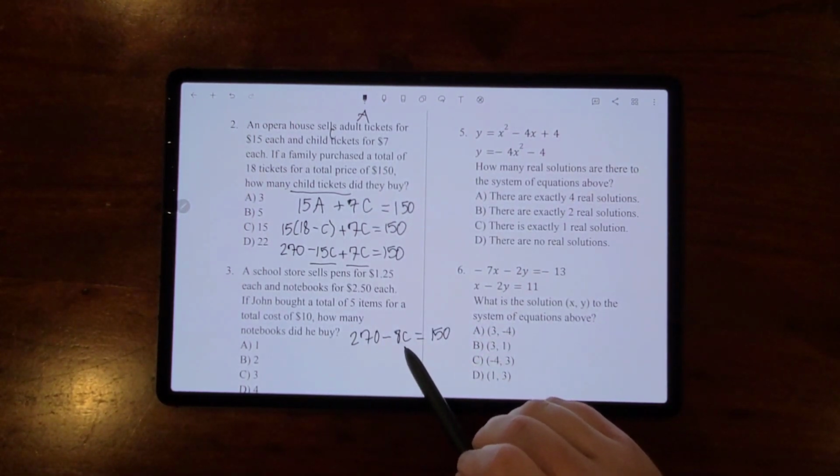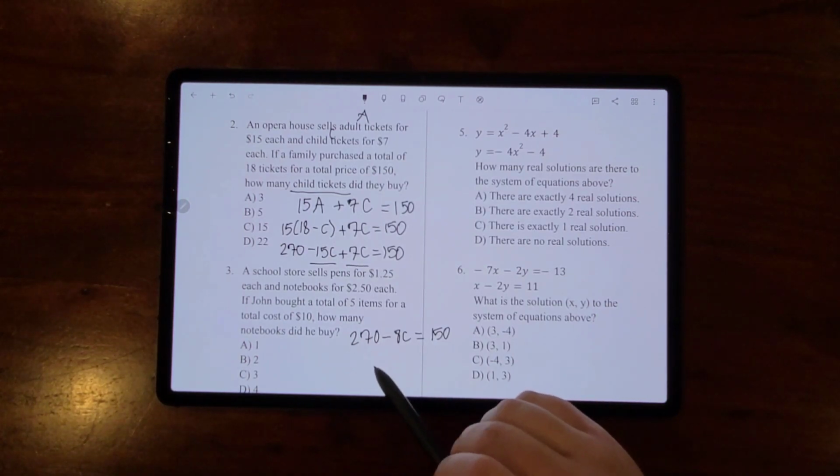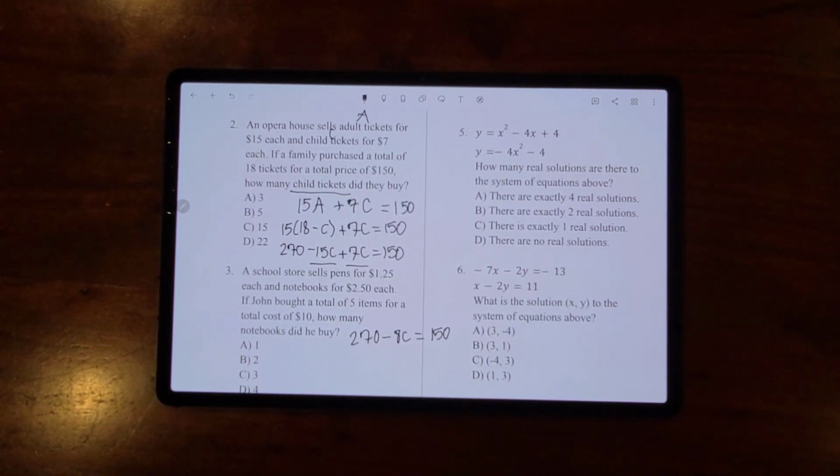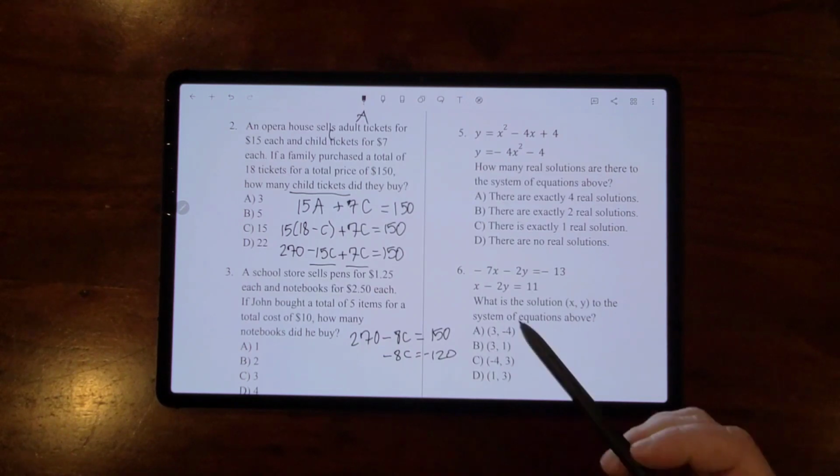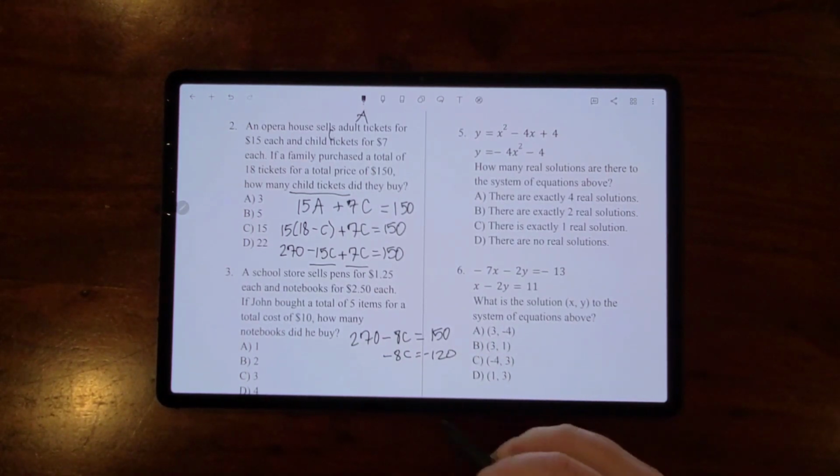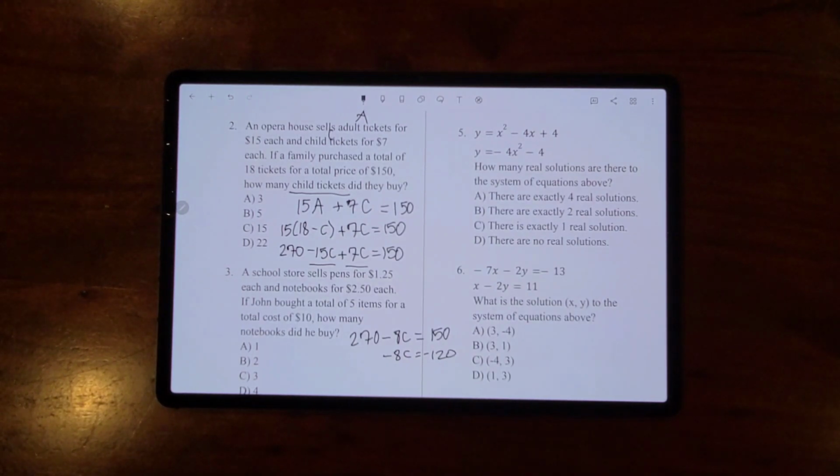Now remember, I'm solving for C, so I'm trying to get that by itself. So I'm going to subtract 270 from each side. And when I do that, I get negative 8C is equal to negative 120. So to get C completely by itself, I just have to divide by negative 8 on each side.